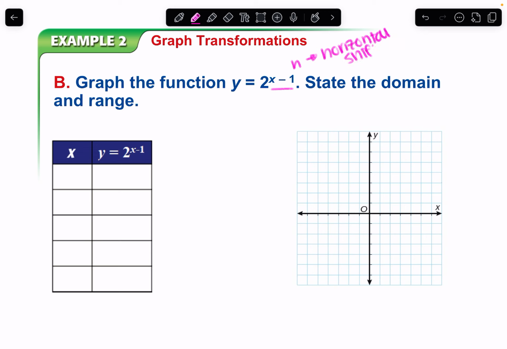And this is, again, kind of opposite of what you think it is. So I have y equals 2 to the power of x minus 1. So the formula itself is actually x minus h. So all I'm looking at is the 1 itself. So this tells me that my graph is going to shift to the right 1 place. So again, same process as all the other ones. I'm plugging in values for x and then solving.